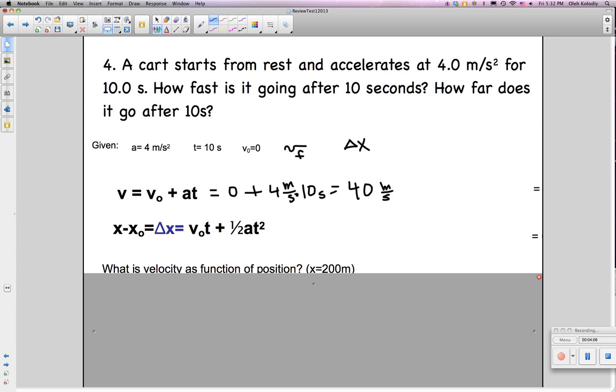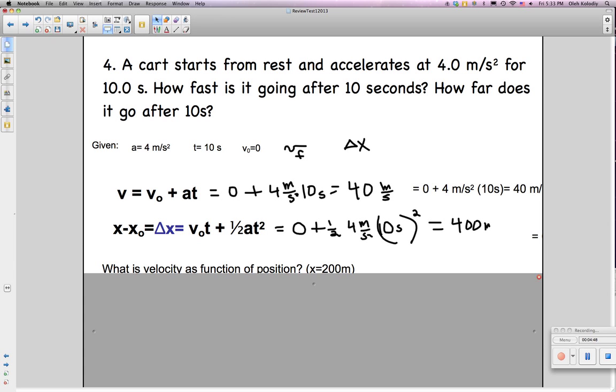How far does it go? Well, it'd be v naught t plus 1/2 a t squared. v naught is 0, so this will be 0 plus 1/2 a, which is 4 meters per second squared, times time, which is 10 seconds, squared. So the distance turns out to be 400 meters. Wait, I forgot to multiply by 1/2. It's 200 meters, sorry. 200 meters.